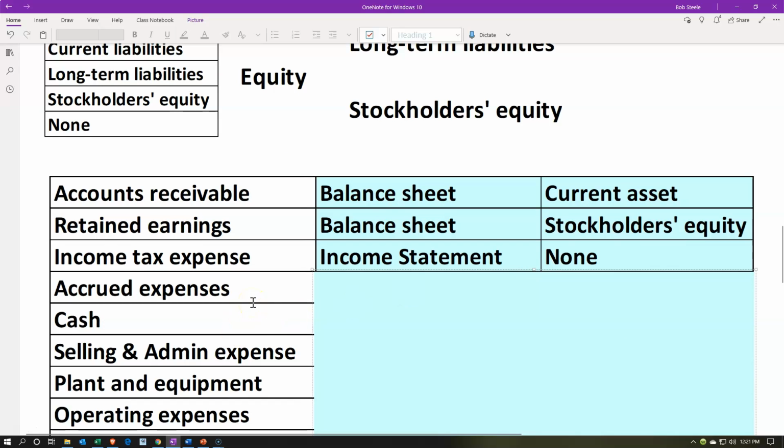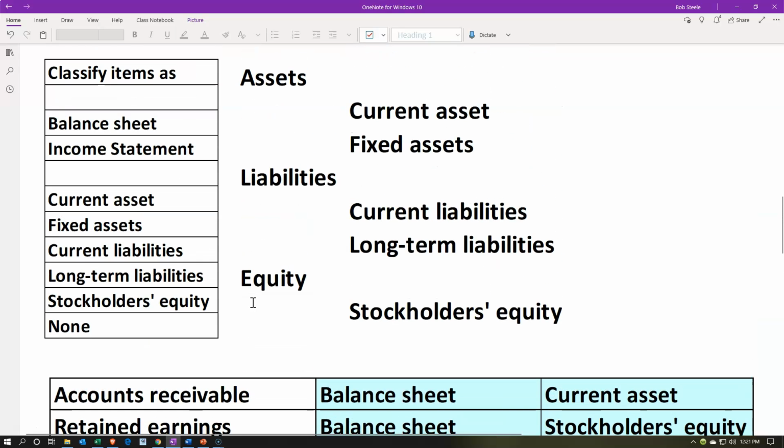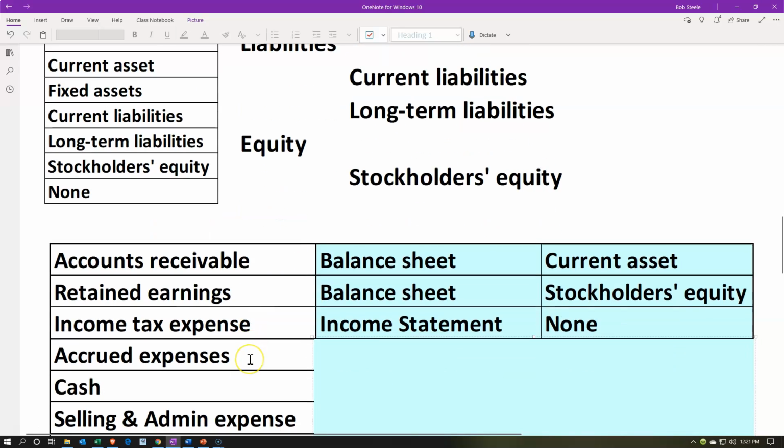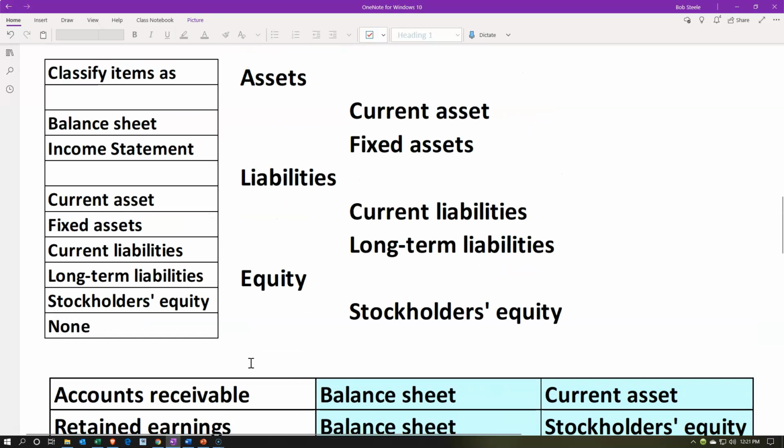Accrued expenses. Is that going to be an asset, liability, equity, or income and expense? Accrued expenses sounds like an expense, but it's not an expense. They're things that have accrued upwards, and therefore it's actually going to be a liability. It's an expense that has accrued that has not yet been paid. So something has an obligation that is accruing upwards, and we have not yet paid it with cash. Therefore, we owe it in the future. So it's going to be a liability.